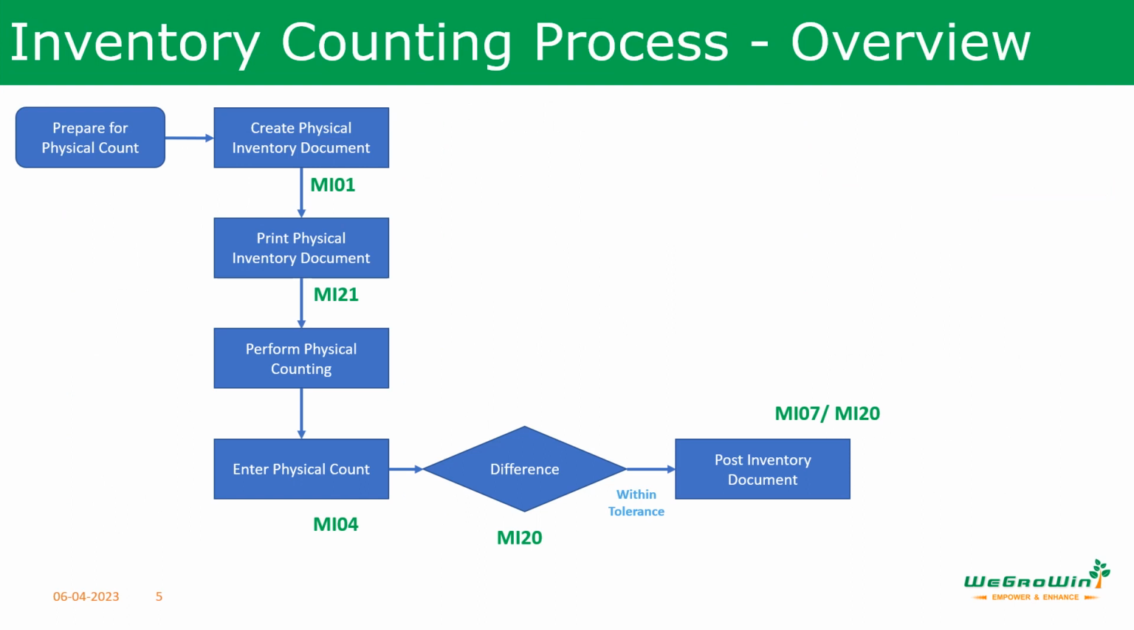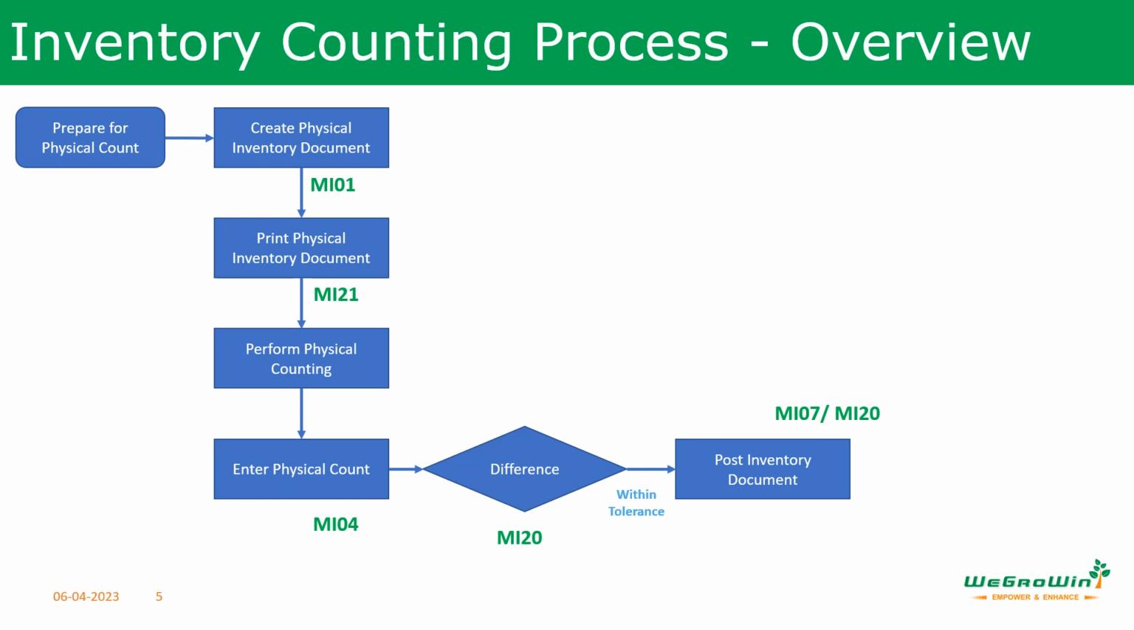Here we see various steps involved in stock taking. First, we have to prepare for the physical count, then create the inventory count document, print the physical inventory document, perform the physical counting, enter the physical count, then check the difference. If the difference is within tolerance, post the inventory document.